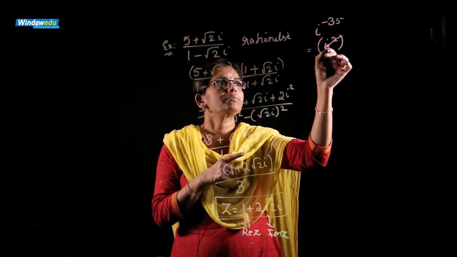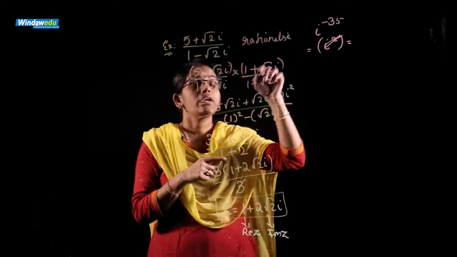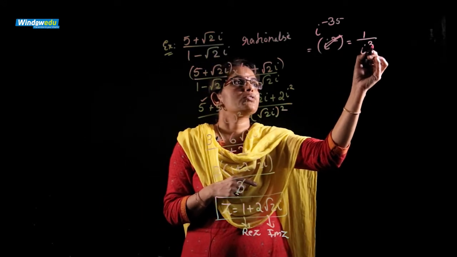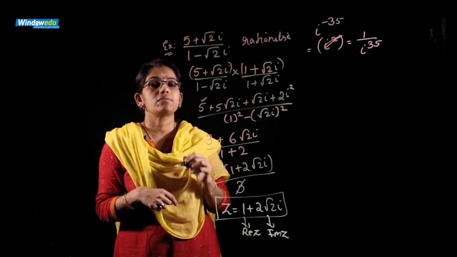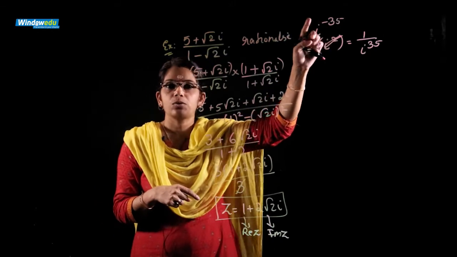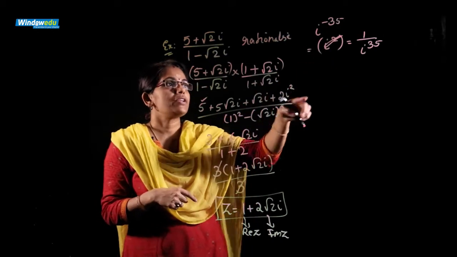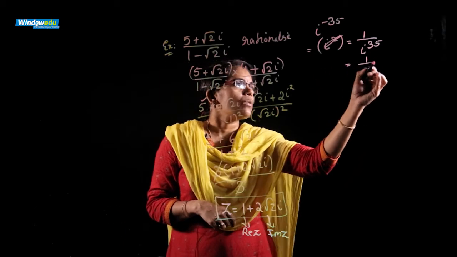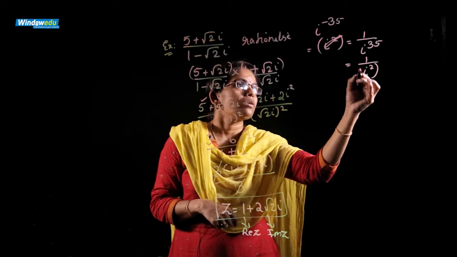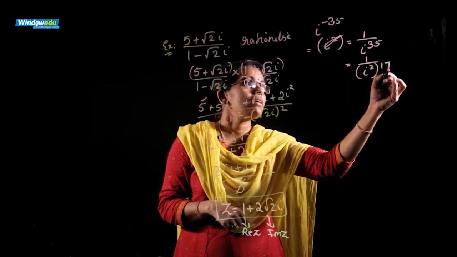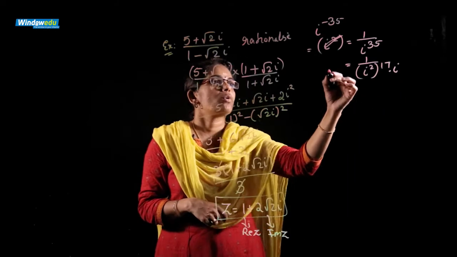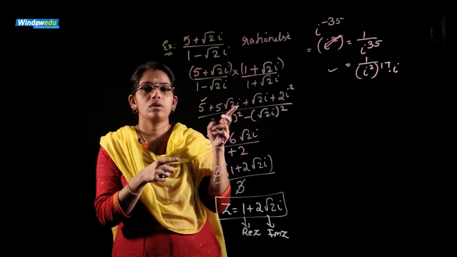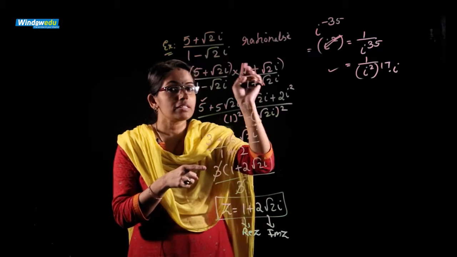Sorry, first you have to convert this negative to positive. So, this will be 1 by i raised to 35. First, we have to convert this negative sign to positive sign. After that, using i square, we will solve this. So, using i square, we will get (i square) whole raised to 17 into i. Note this. Here, see, i raised to power is 35. So, you have to make this 35.